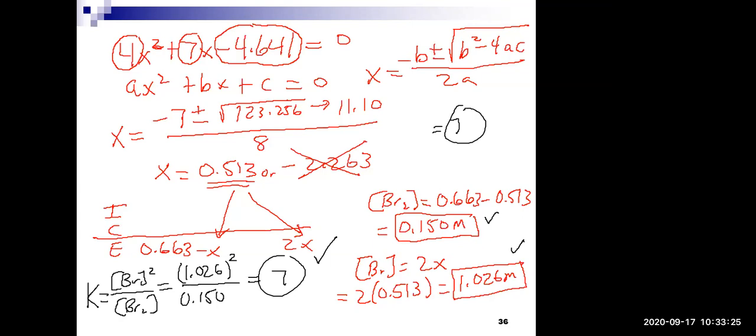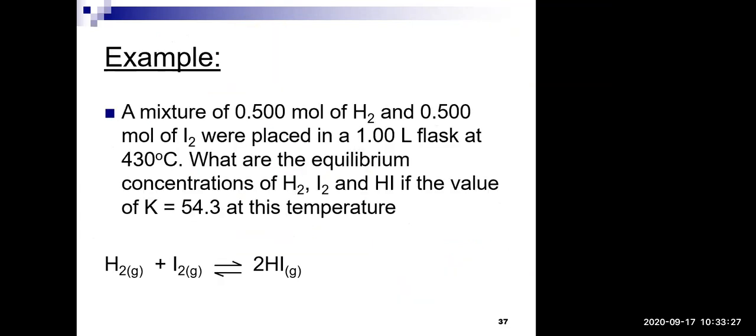All right, why don't you try one then and see? So why don't you give this one a go? We have a mixture of 0.5 moles of H2 and 0.5 moles of I2 placed in a 1 liter flask. The K value is 54.3. What is the concentration of everybody at equilibrium? So take some minutes here and give it a go, see what you come up with.